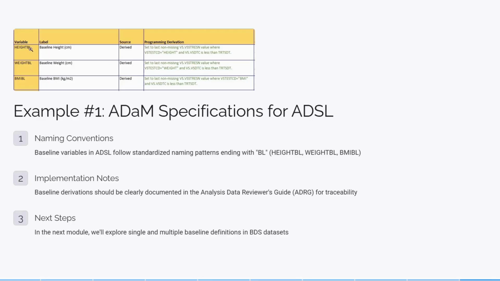So this is the specification: height BL, weight BL, and BMI BL. Okay, so set the last non-missing in the vital sign standard numeric value where VS test equals height. So this is the programming derivation for creating height BL, weight BL, and BMI BL.